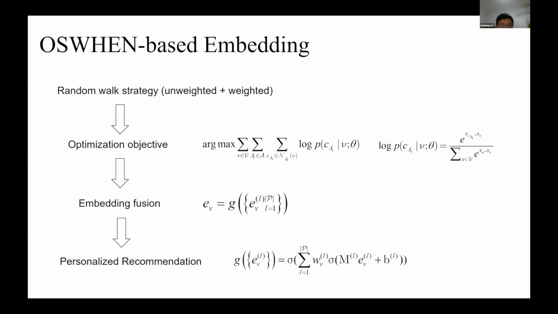After that, we conduct network-based embedding, including a random walk strategy based on unweighted meta paths and weighted meta paths. We maximize the conditional probability of the local structure of the network according to the optimization objective function, and use the embedding representation under multiple meta paths. Finally, we integrate the personalized nonlinear fusion function into a matrix factorization model for GitHub project recommendation.